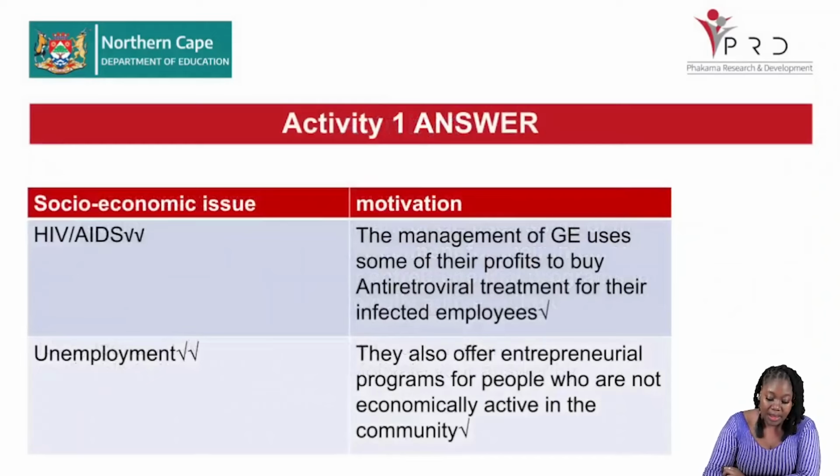So when you go back, you realize that in the scenario, the first socioeconomic issue that we have is HIV and AIDS. So you get 2 marks for saying that. And then the motivation will be that the management of GE uses some of their profits to buy antiretroviral treatment for their infected employees. Okay, then our second answer is unemployment. And our motivation would be they also offer entrepreneurial programs for people who are not economically active in the community. So for identifying the socioeconomic issue, you get 2 marks each. And then for the motivation, you get 1 mark.